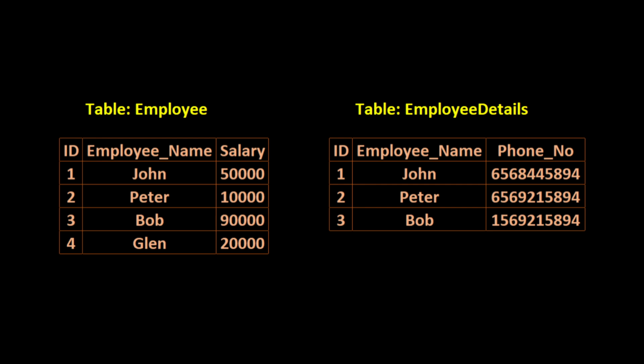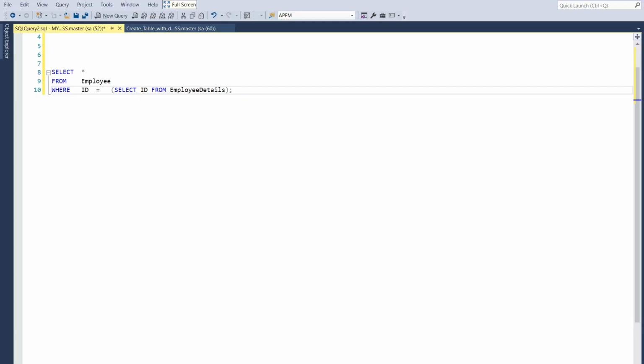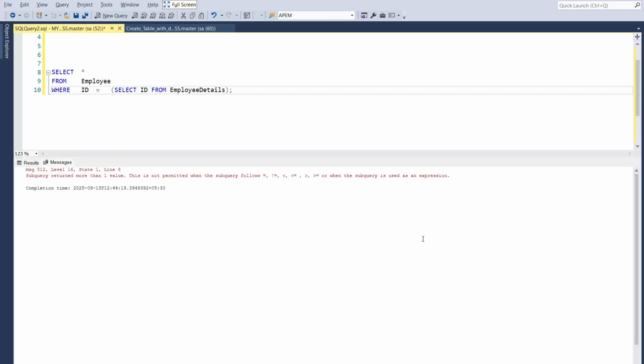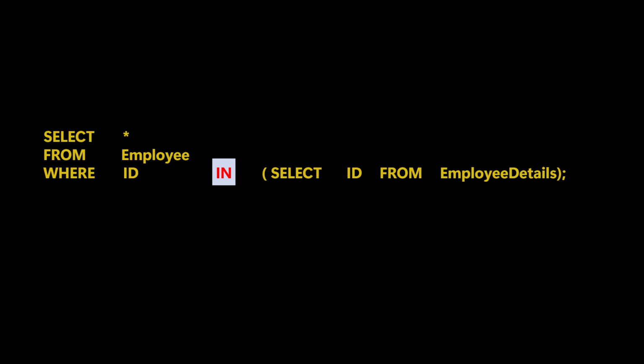The employee table stores employee ID, name, and salary. The employee details table stores ID, name, and phone number. Notice that the employee table has 5 rows and employee details has 3 rows. Now, if you run this query, as you can see on the demo screen, it will throw an error because the subquery, select ID from employee details, returns 3 rows.